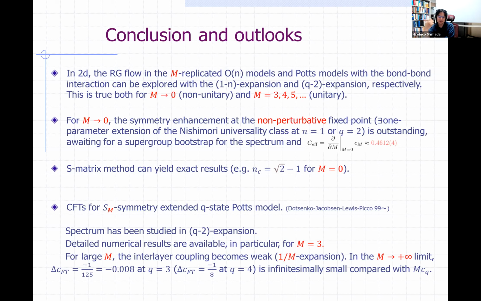Indeed, for large M, qualitatively the shift is small because the coupling is weak. But it's very, very small, I think. For instance, for the non-perturbative fixed point, we have a finite shift, but for this kind of weak disorder fixed point, the central charge shift is very small. That is something to be understood, I think. Okay, that's all that I want to say.